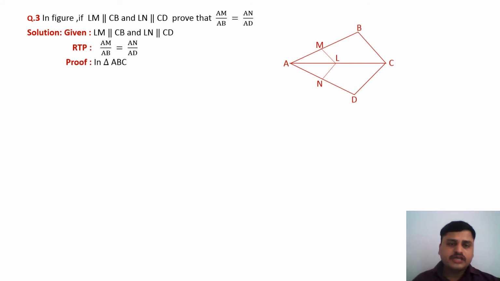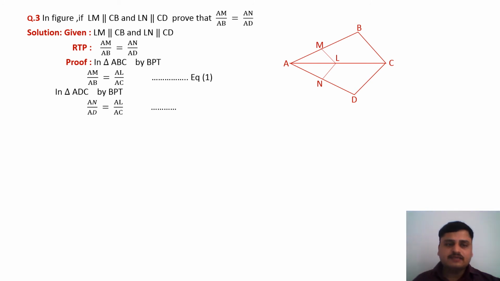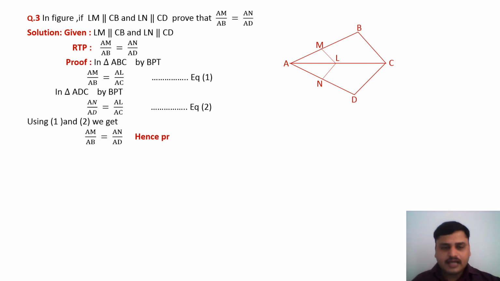Let's begin the proof. In triangle ABC, by BPT, as LM is parallel to BC, AM by AB is equal to AL by AC, and we will assume this as equation number 1. The same way, in triangle ADC we will use BPT, so AN by AD is equal to AL by AC, equation number 2. Using 1 and 2, AL by AC and AL by AC will be cancelled, so it will become AM by AB is equal to AN by AD. I think till this it is clear.